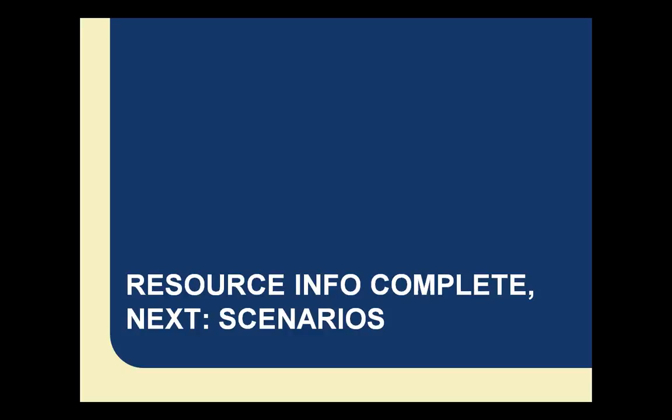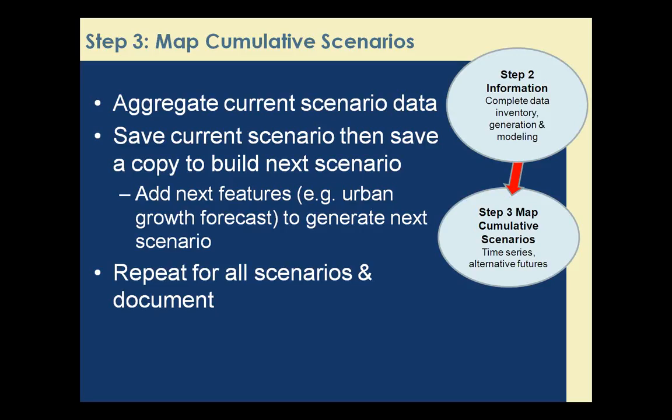So now that our resource information is complete, I'm going to talk about the steps of creating and evaluating the scenarios. So first, we want to map these cumulative scenarios. That's going to begin with aggregating our current scenario data. We're going to define this current or baseline scenario. We're going to save that out, and then we're going to use that as a template to build our future scenarios. So we're going to add our next scenario features in terms of urban growth forecasts, and use that to generate the next scenario. Obviously, this is where climate change information comes in as well. So we're going to repeat that for all of the scenarios and document those. That'll leave us with a set of scenarios to evaluate.